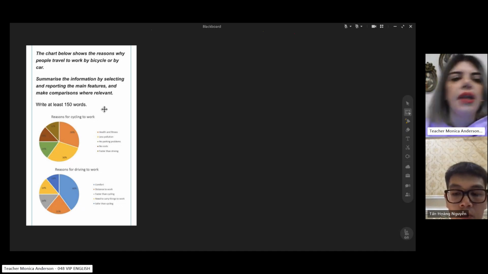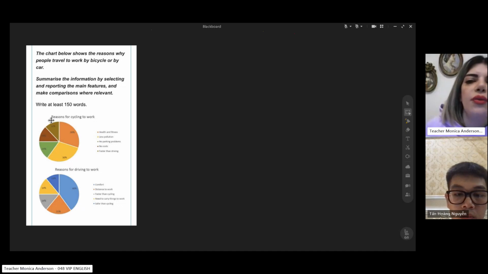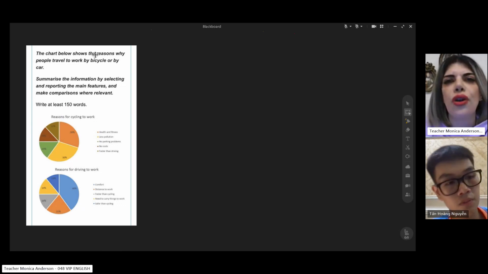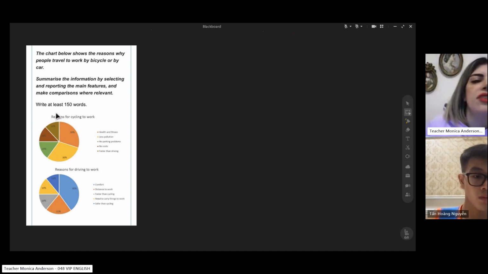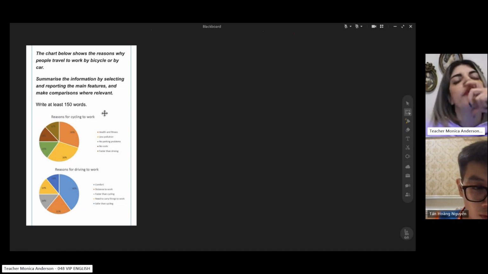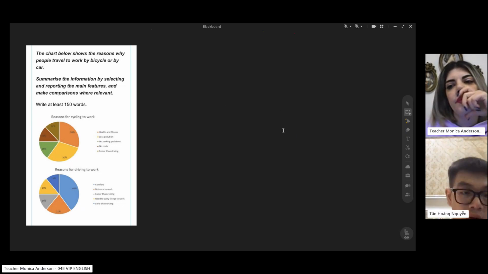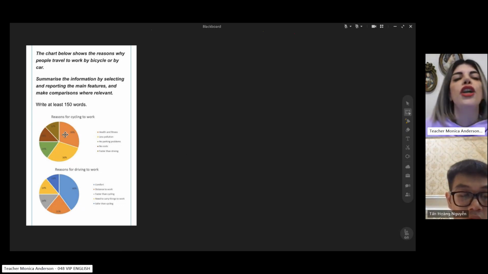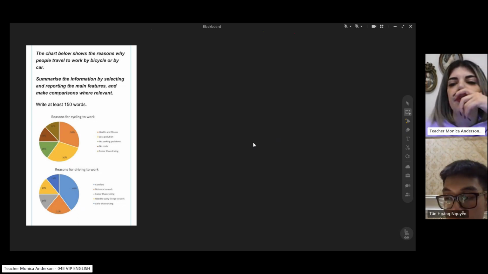But let me say something. In this pie chart, first of all, we need to select the main features. Tell me what main features are. For example, if you have some sections in this pie chart, which one can be the main feature? If you have any pie chart, which part can be your main feature?